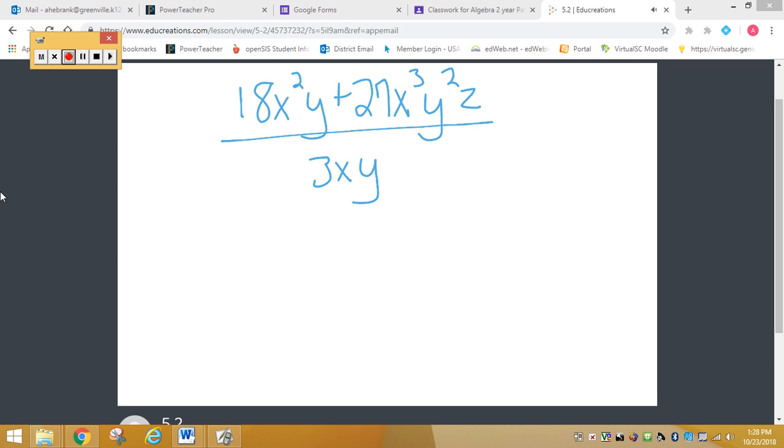So hopefully you did it. 18 divided by 3 right here should give you 6. Subtract your x's, you get x. Subtract your y's, you get nothing. 27 divided by 3 is 9. Subtract your x's, you get x squared. Subtract your y's, you get y. There is no z on bottom, so you should just tack that z on at the end.